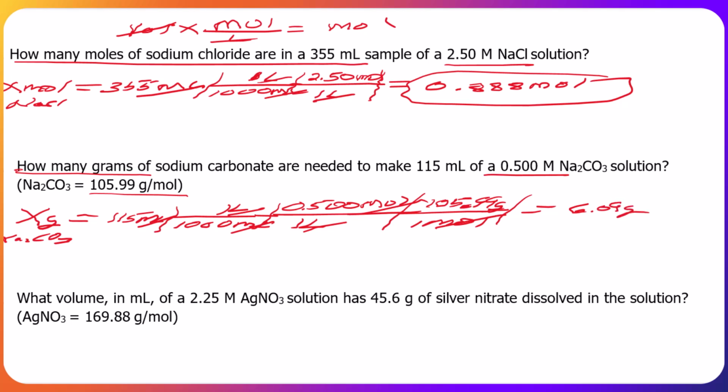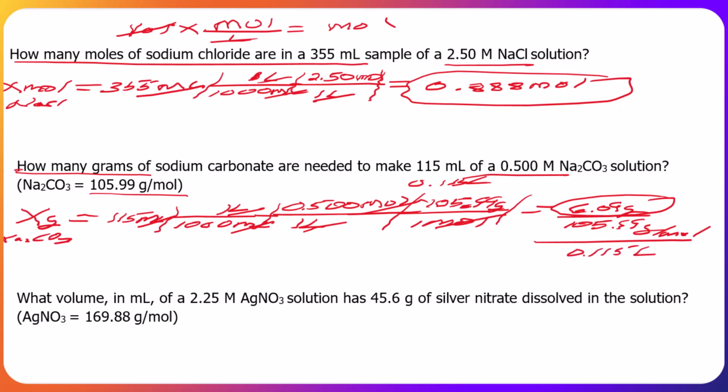Now, you can always check this out. You could always check this out by simply dividing 6.09 grams by the molar mass, 105.99 grams per mole, sorry. And then divide by liters of solution. 115 milliliters divided by 1,000 is 0.115 liters. So we'll do that, divide by 0.115 liters. And that should give us a 0.5 molar solution.